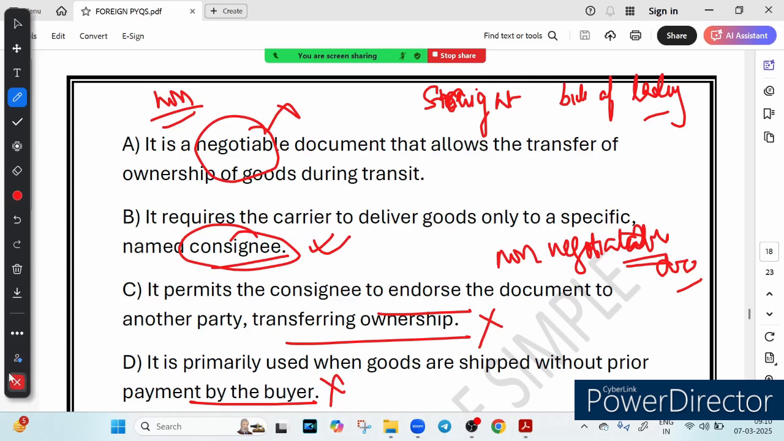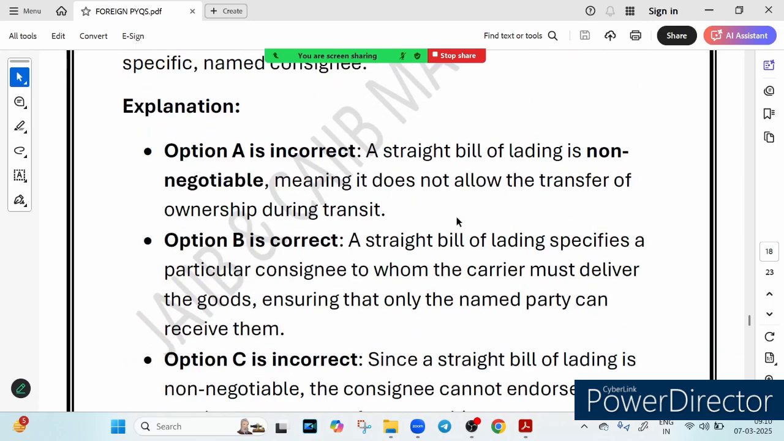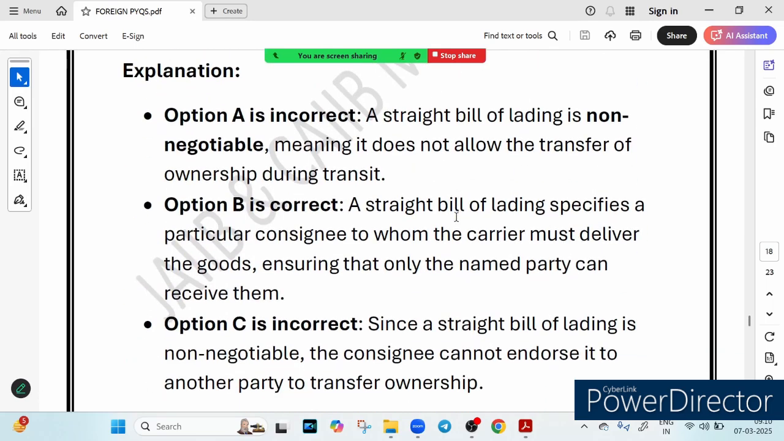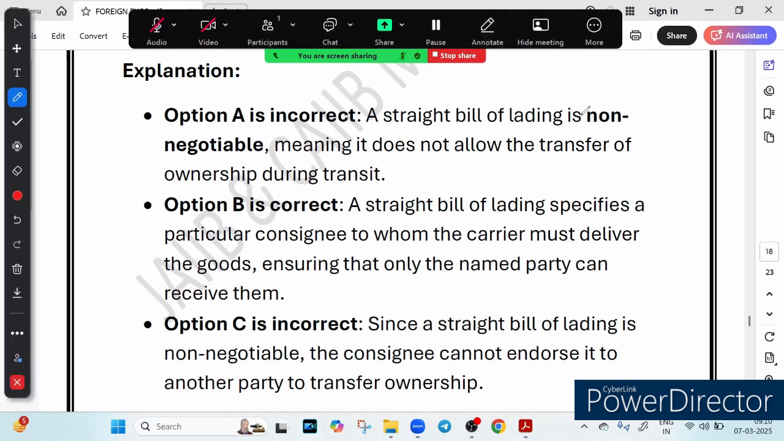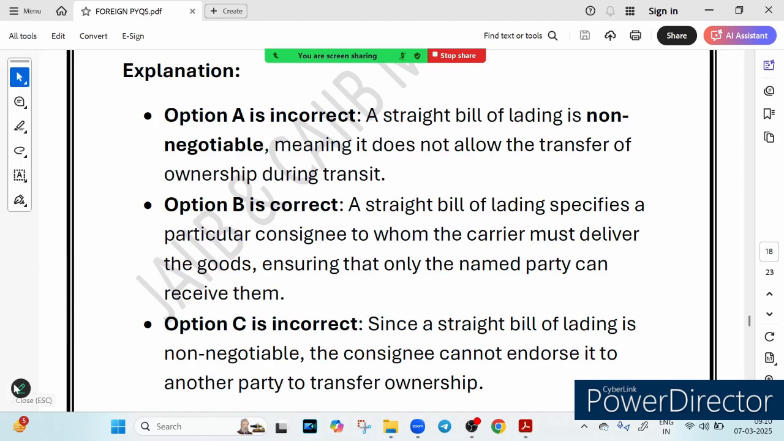So you must remember some key points related to the straight bill of lading. Let me summarize it for you. Here you can see, these are the points. The first point, you must remember that a straight bill of lading is non-negotiable, right? It means that it does not allow ownership transfer during transit. Second point, it specifies delivery to a named consignee, ensuring goods are delivered only to the person or entity named. Third, it is used when payment has been made in advance, providing a secure transaction. So these are the three key points you must remember regarding a straight bill of lading.